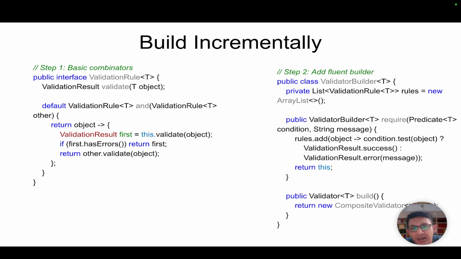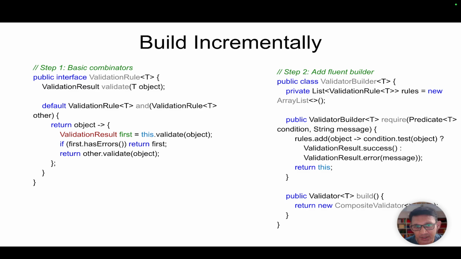The other thing is build incrementally. Start with basic combinators that can be composed. Then add wrapper capabilities for cross cutting concerns, create fluent interfaces for better usability, and finally move to interpretation if you need ultimate flexibility.